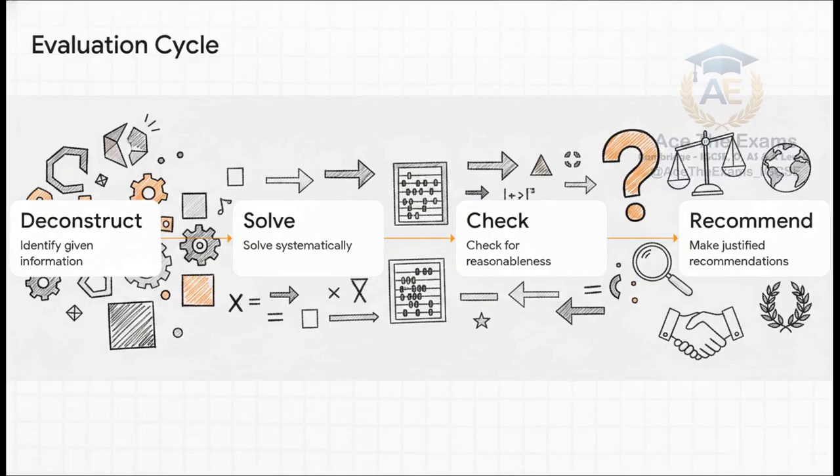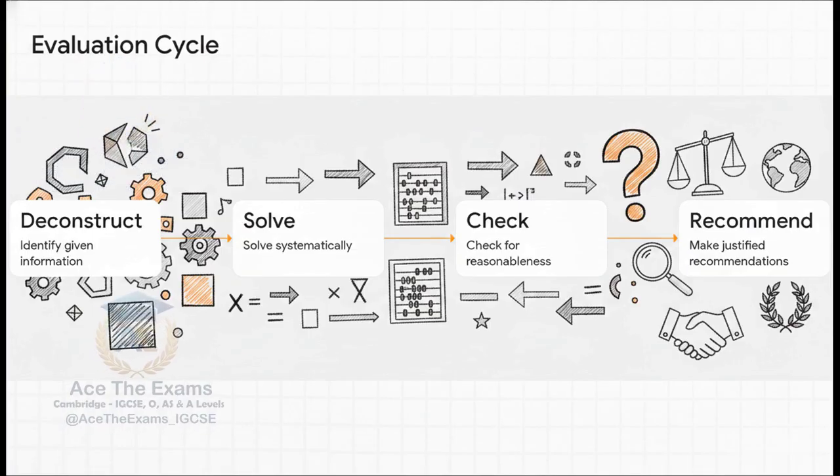First, deconstruct and solve. The calculated test statistic of 1.96 exceeds the critical value of 1.645 at the 5% significance level. That is the point and evidence. Now, check reasonableness and evaluate.